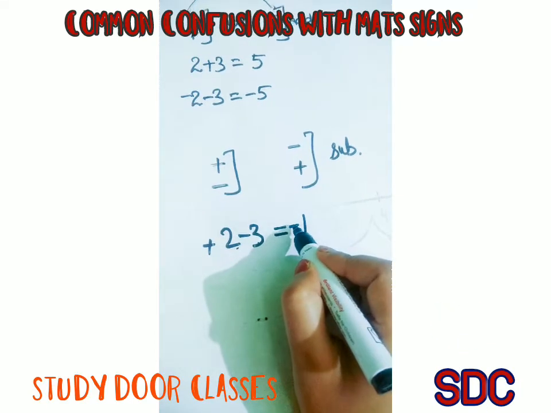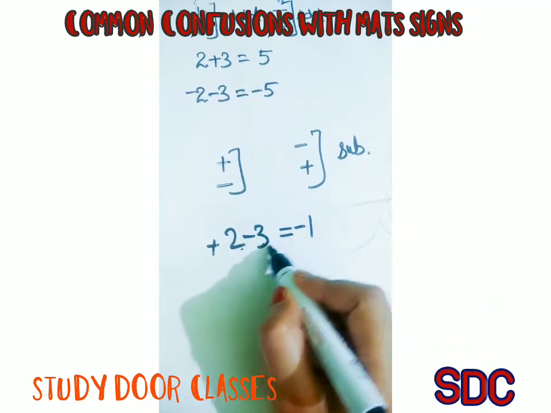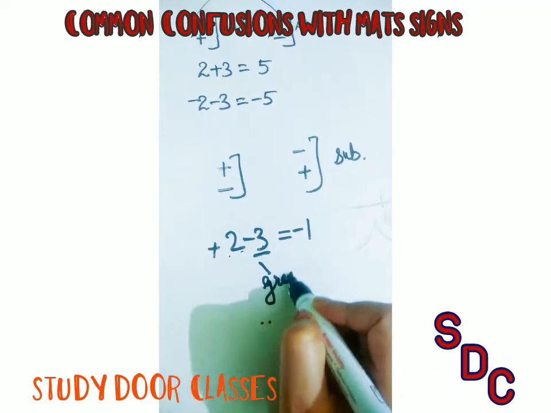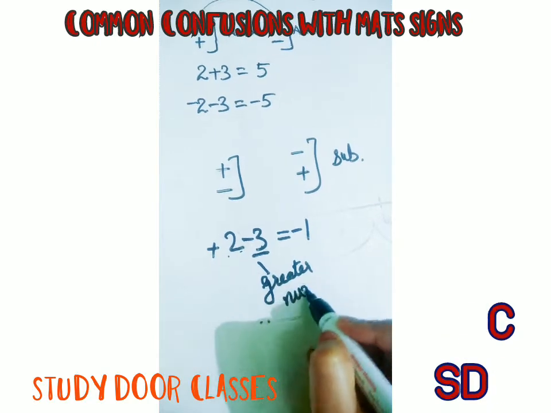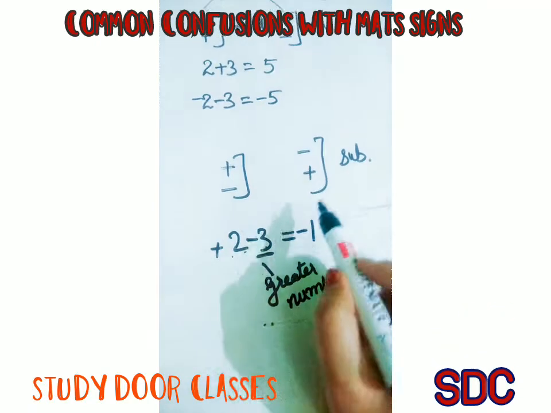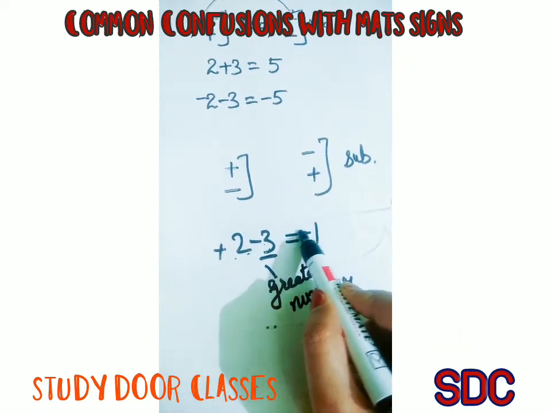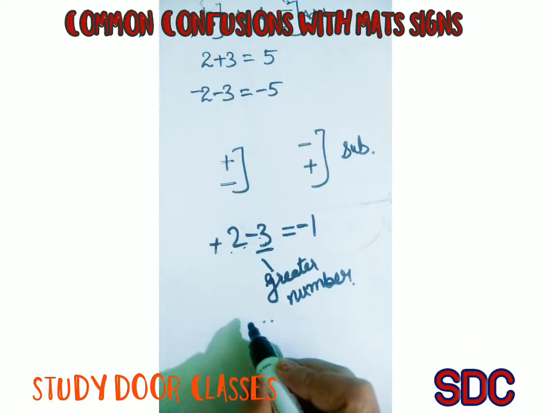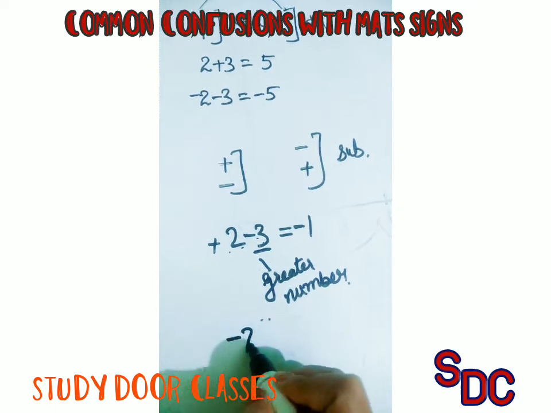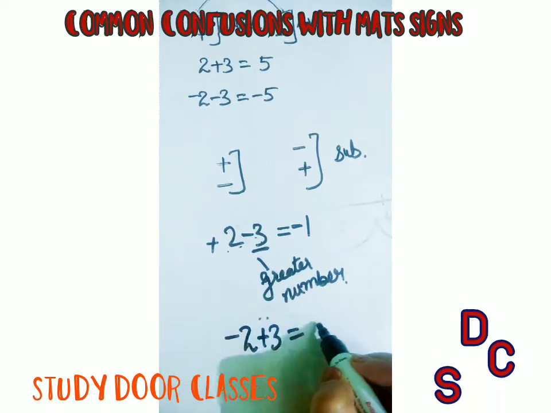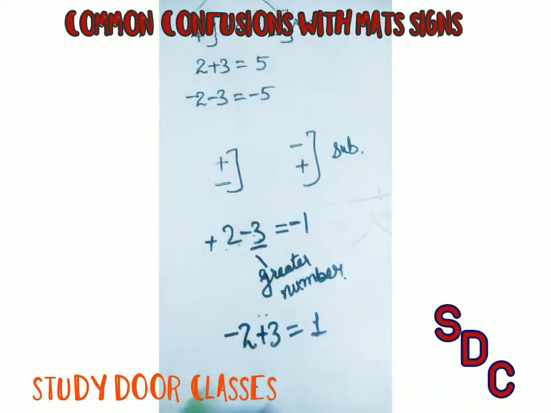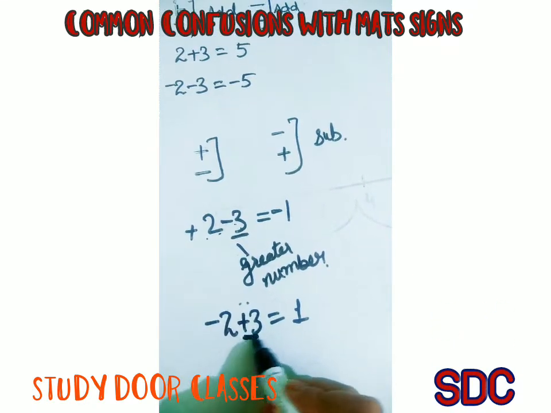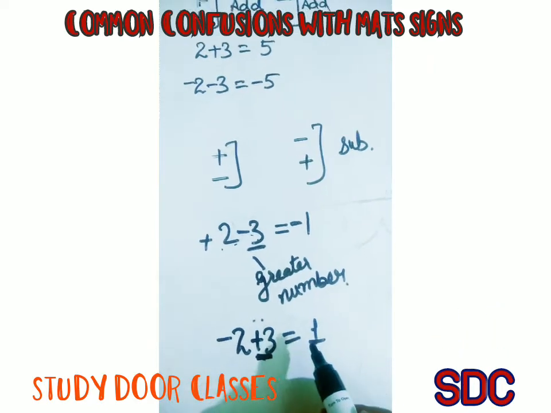Which sign will we put here? The sign of the greater number. Which is the greater number? The greater number is 3. So we will put the negative sign of the greater number. When it is minus 2 plus 3, then we will put positive 1. The sign will be that of the greater number.